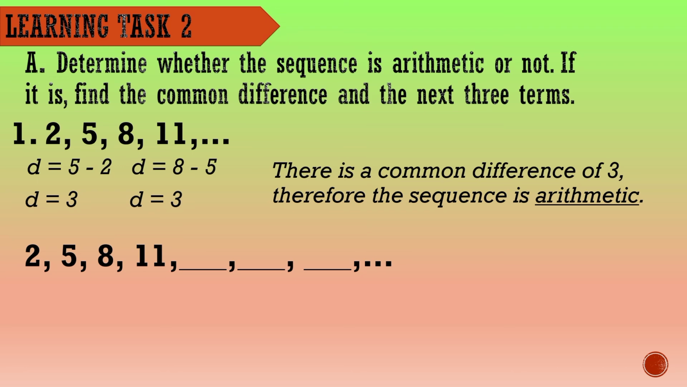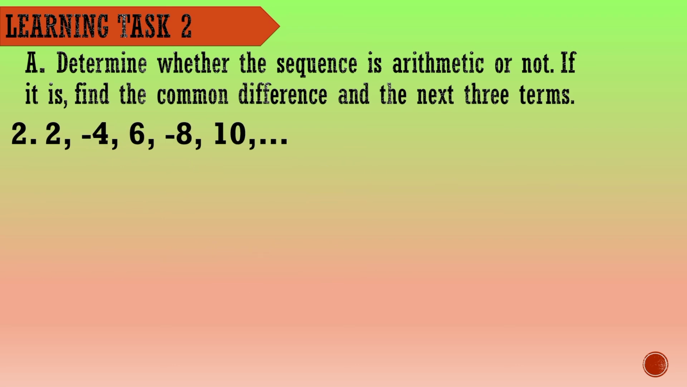So, ang common difference natin ay 3. So, from 11, we're going to add 3. So, we have 14. From 14, we add 3 to get the next term, which is 17. And 17 plus 3 is 20. So, the next 3 terms after 11 are 14, 17, and 20.